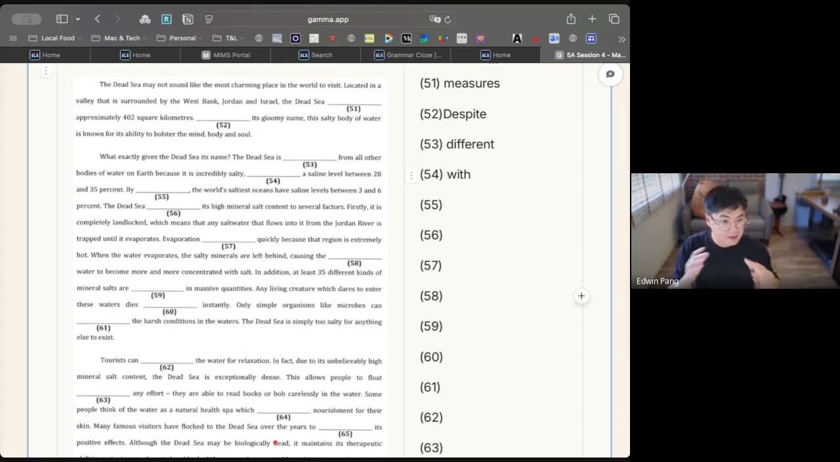So far, are y'all seeing how Mr. Pang is getting the answer? I'm using the contextual clues in the first and the second parts of the sentence in order to arrive at the word that's missing from my question. In this case, question 54. With a saline or salt level between 28 and 35%, by what, the world's saltiest oceans have saline levels between 3 and 6% only. By what?